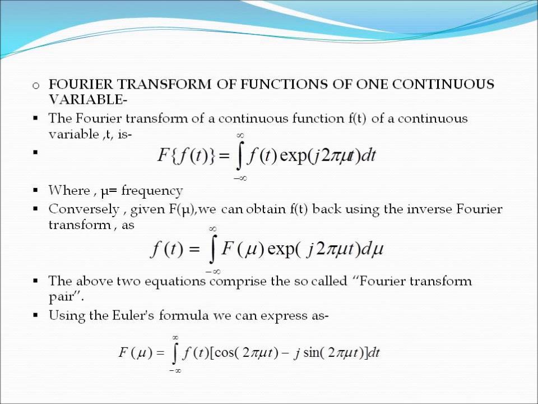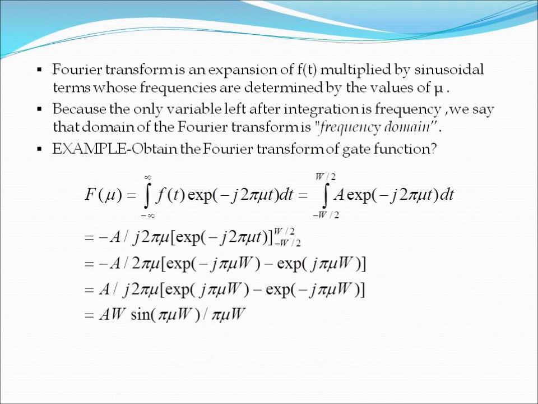Using Euler's formula, we can also express it as shown. The Fourier transform is an expansion of f(t) multiplied by sinusoidal terms whose frequencies are determined by the values of mu. Because the only variable left after integration is frequency, we say that the domain of the Fourier transform is the frequency domain.